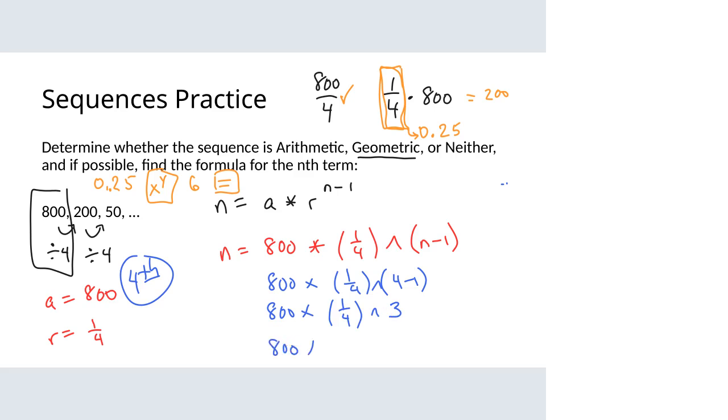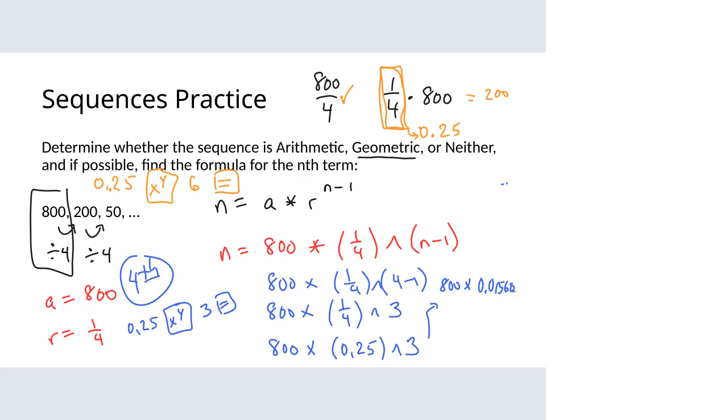I'm still going to do that on my calculator. 800 times 0.25 raised to the 3rd. Raising it to the 3rd power, I'm going to use my x to the y button. So I'm going to have that 0.25, x to the y button, 3, equals. That's going to raise 0.25 to the 3rd power. And I do get a not very attractive looking small decimal answer. That takes me to 800 times 0.015625.